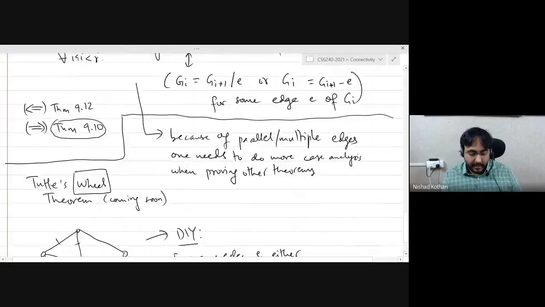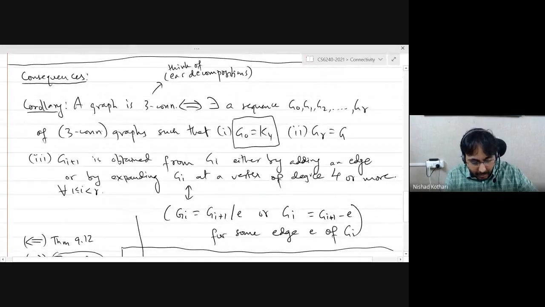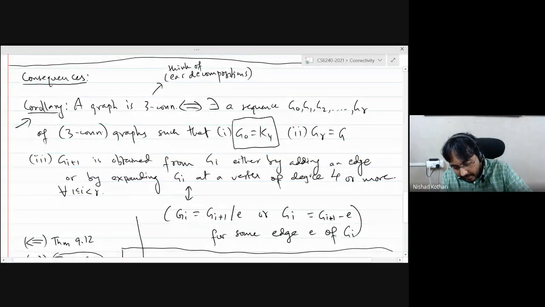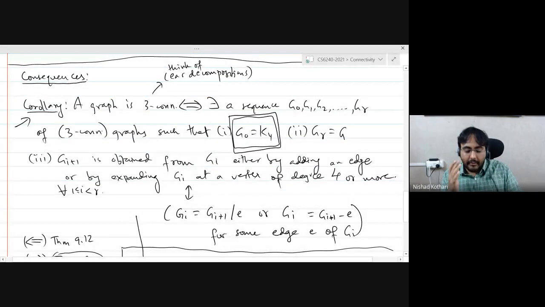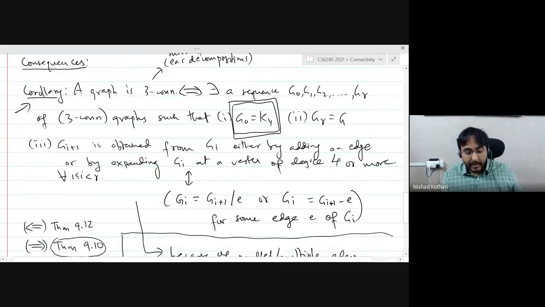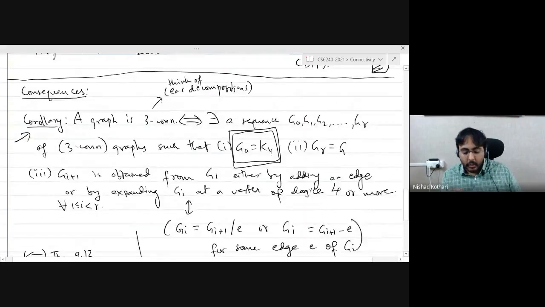And Tutte's wheel theorem says that you have exactly the same corollary for simple three connected graphs. The only difference is that here you have to allow to start from any wheel, including K4. So if you just make this small change, then you get Tutte's wheel theorem, which is harder to prove, of course. But we will be proving it. And on writing assignment 1, you will be using Tutte's wheel theorem to prove a very interesting result.